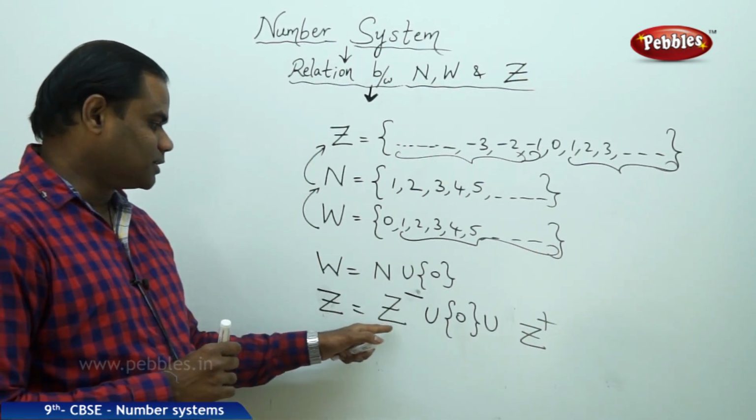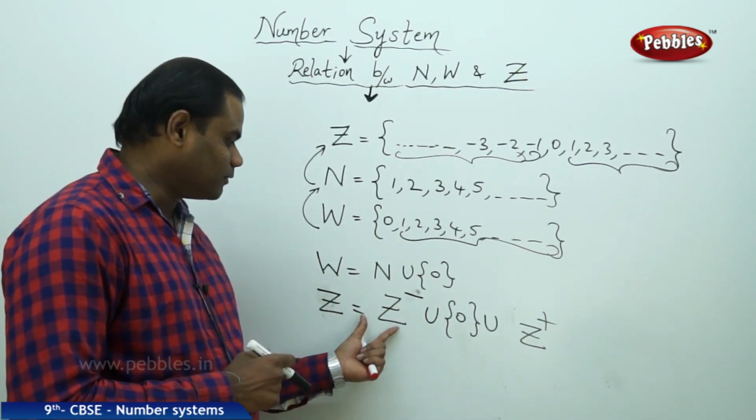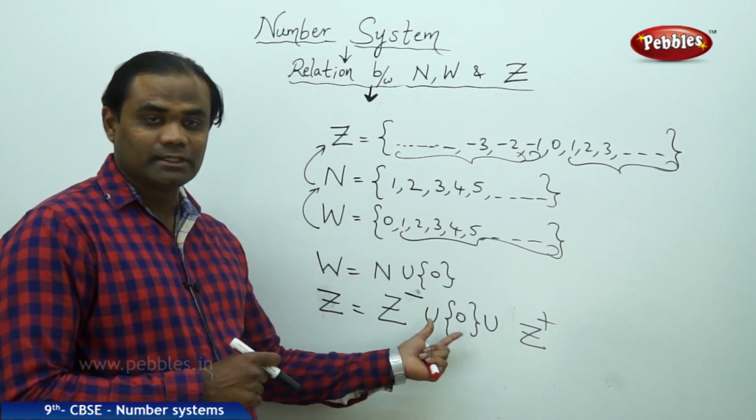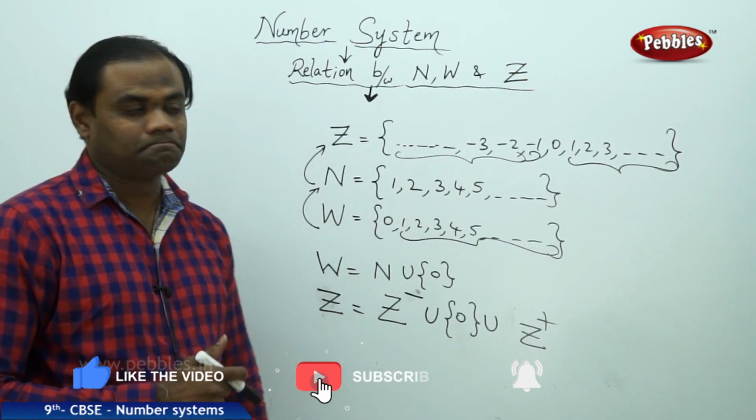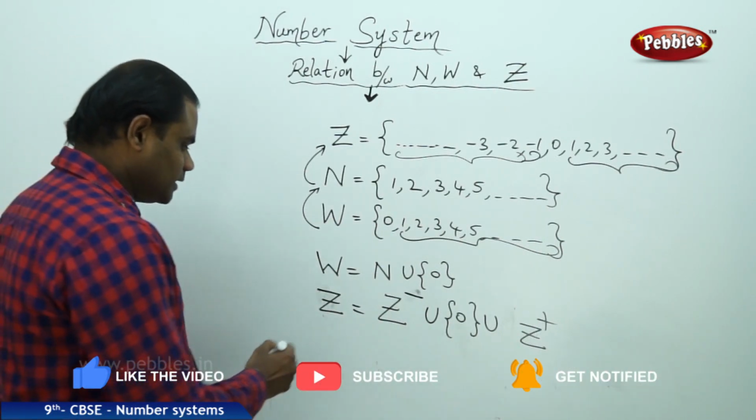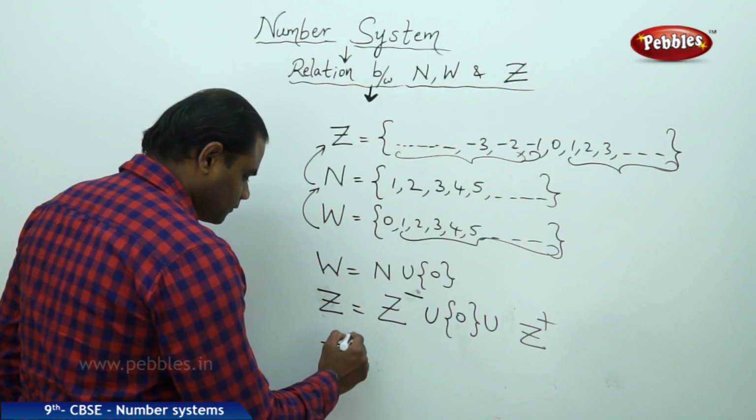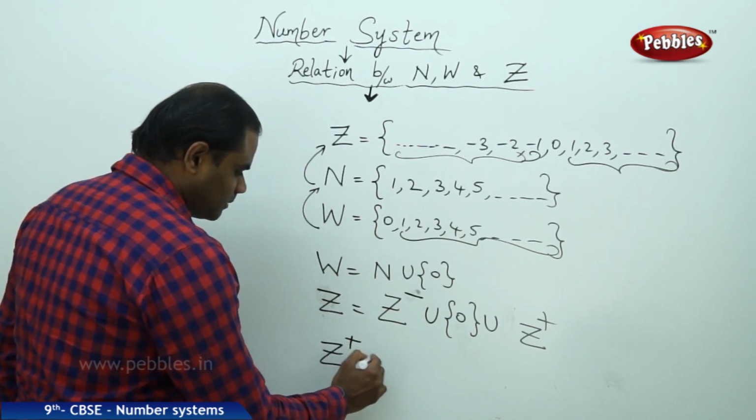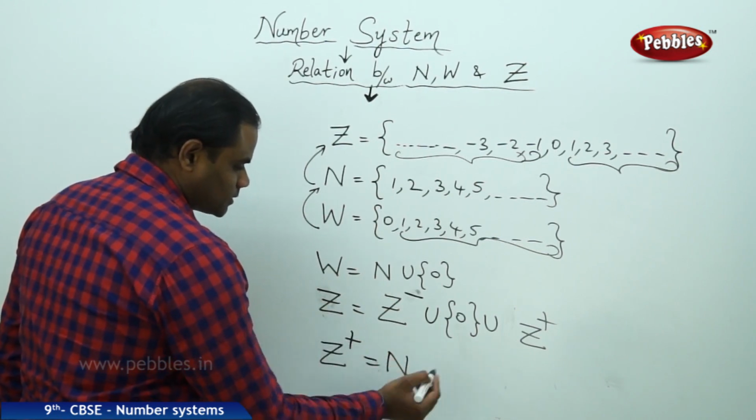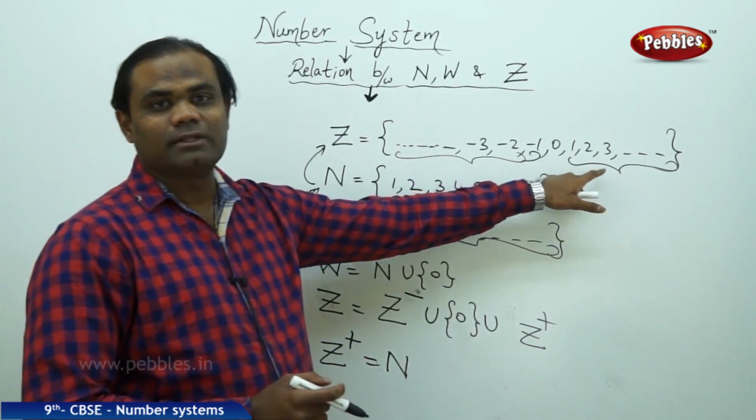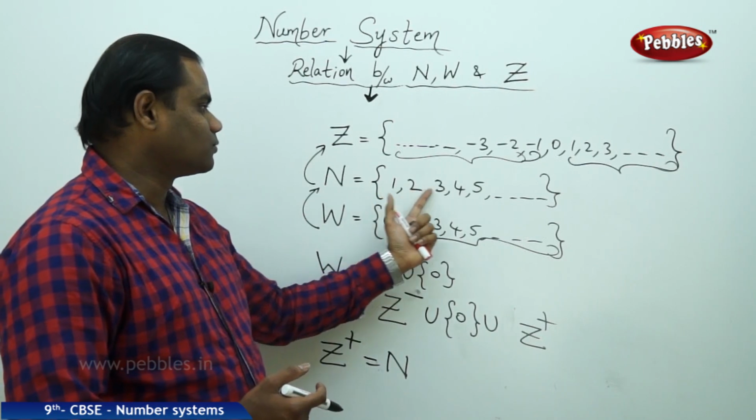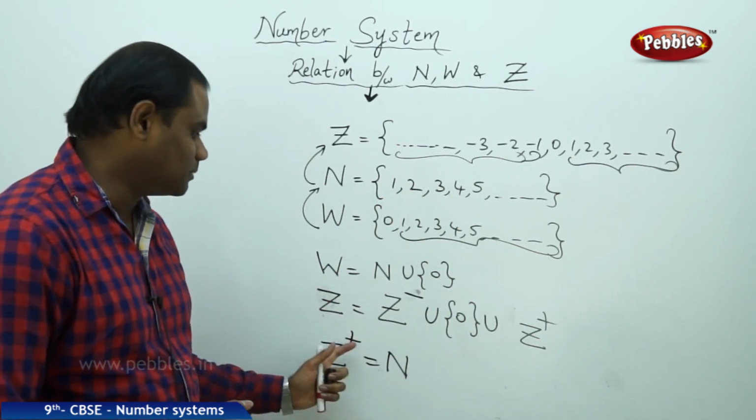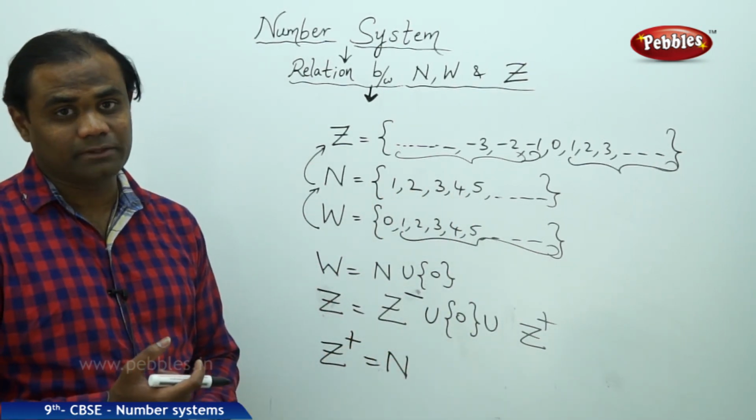Now the set of integers is the union of the set of negative integers, union the singleton 0, and union the set of positive integers. With this, I clearly see that the set of natural numbers is nothing but the set of positive integers, because we clearly see the natural numbers matching with Z plus, as Z plus is 1, 2, 3, 4, 5 and the set of natural numbers is also 1, 2, 3, 4, 5 etc.